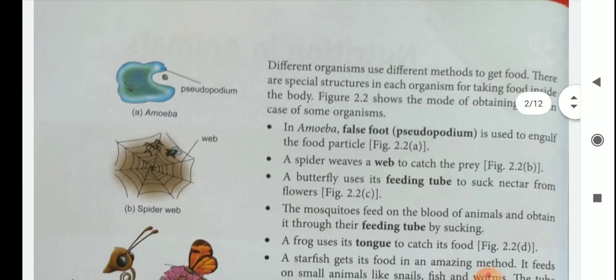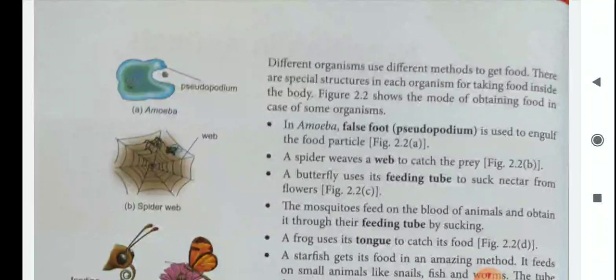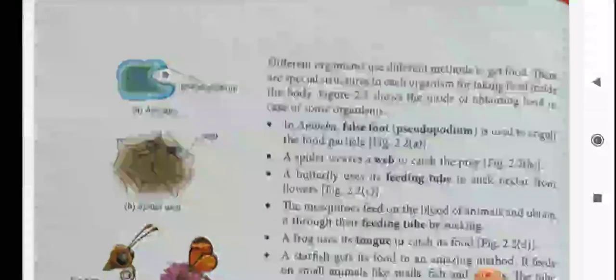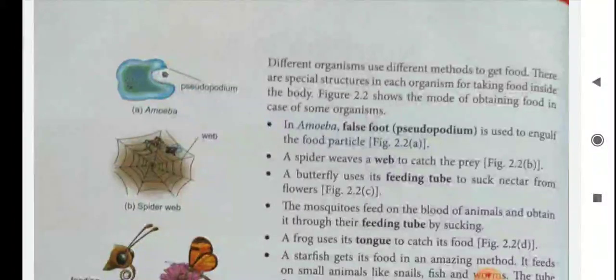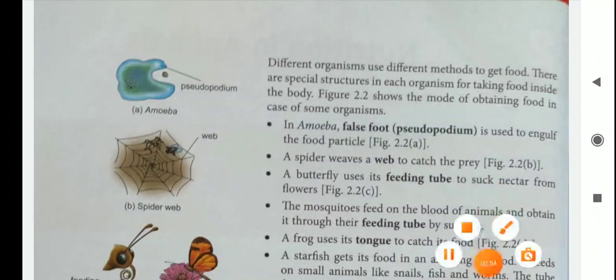So first we see some animals, how they ingest their food, their process of ingestion. Okay, then we discuss digestion. Different organisms use different methods to get food. There are special structures in organisms for taking food inside the body. For example, here you see amoeba.